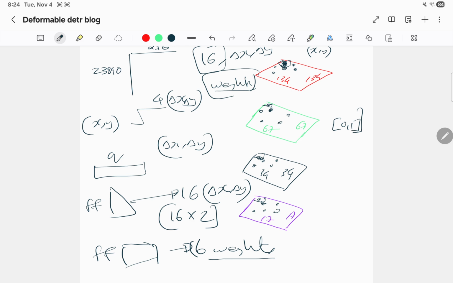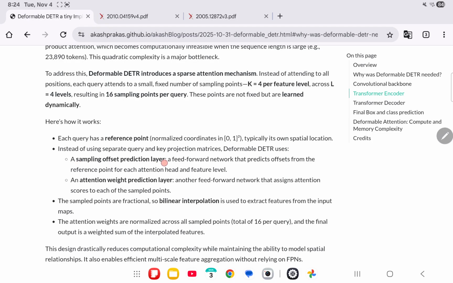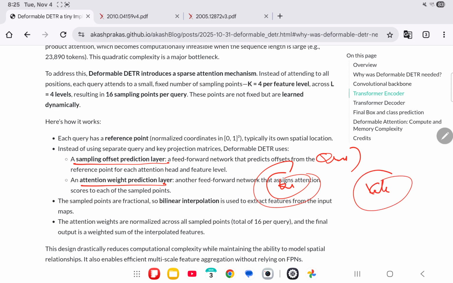So basically, instead of a q projection matrix and key projection matrix, what we have is two sampling layers: a feed forward layer that gives us the sampling offset, and a feed forward layer that gives us the attention weights. So that is what I have written here. These will be kind of a replacement for the query projection and key projection in the normal self attention. The value projection will be the same. It will happen similar to what's happening in the self attention.